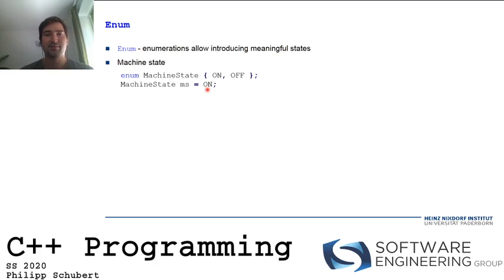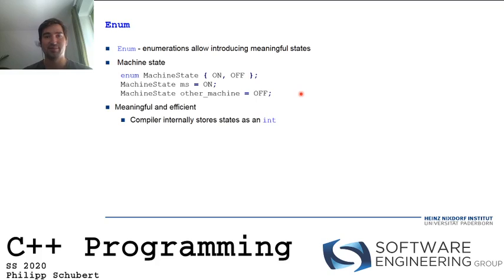So for instance, you could go ahead and define a variable ms of type machine state, which you just defined in the above, and you set its state to on, and that's clearly meaningful to any reader of that code. You can also use off, of course. You can also switch the states and assign off to a certain variable of the type. And it's meaningful and it's efficient, and it makes the code much more readable.